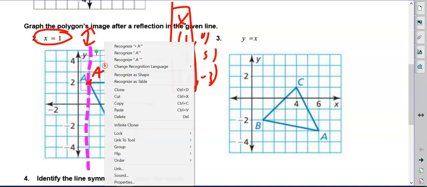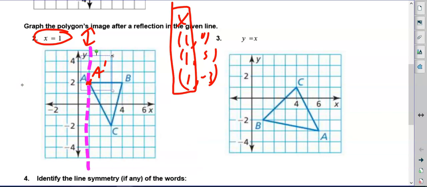Now B is 1, 2, 3 spaces away to the right. So I'm going to go 1, 2, 3 spaces to the left. Again, left of the dotted line, not the y-axis. That's my B prime. C is 1, 2 to the right, so I'm going to go 1, 2 to the left. That's my C prime. And there's my new triangle. Notice, if I'm translating it or reflecting it, it does not change the shape or the size.